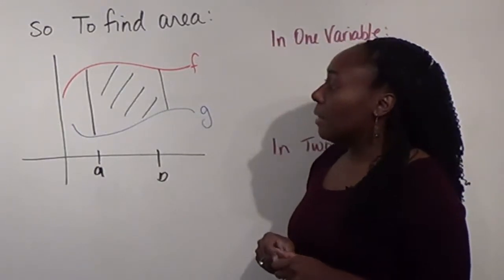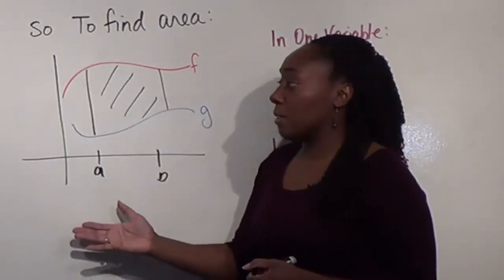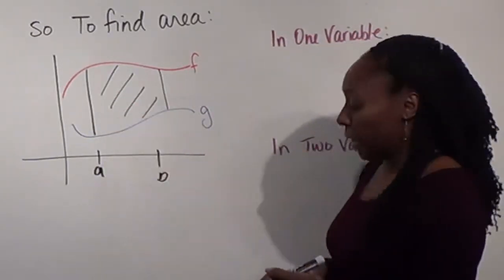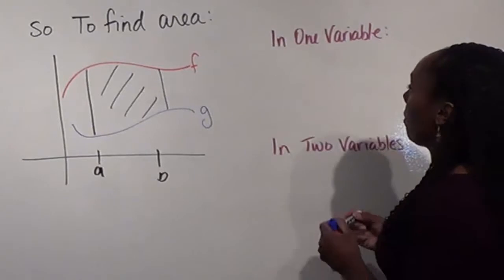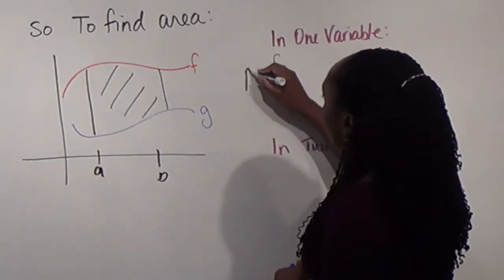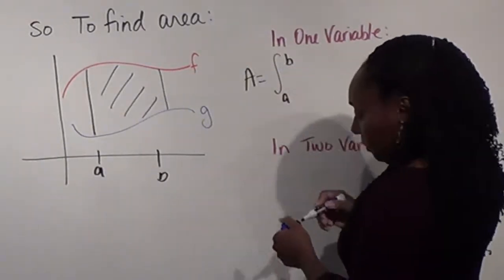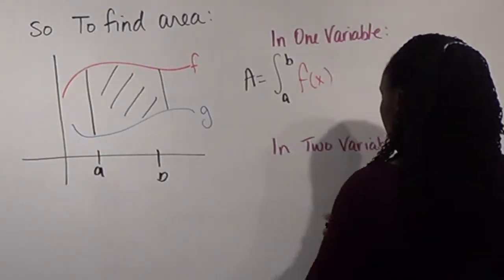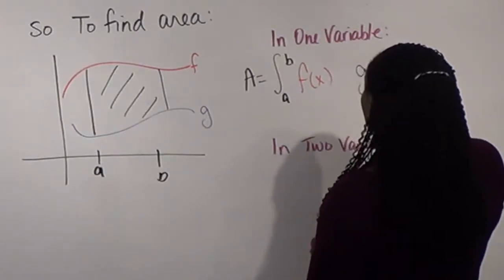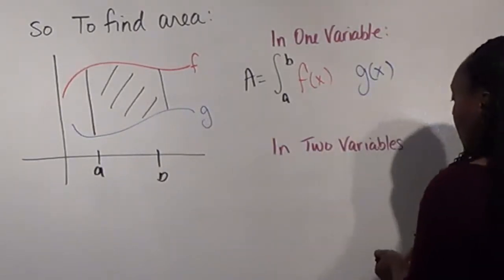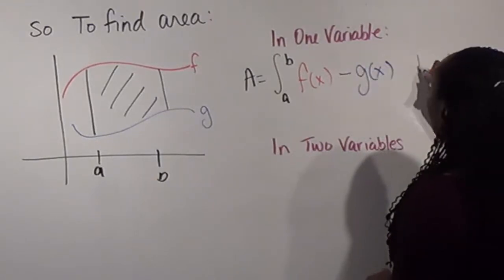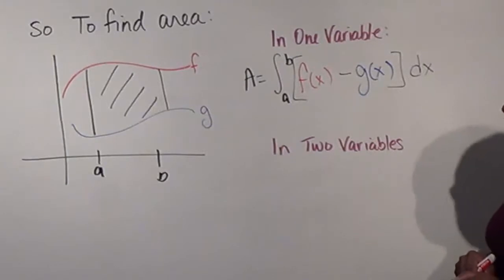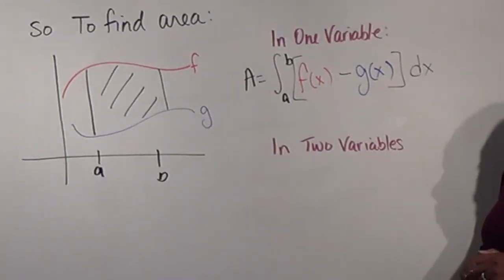Okay? Now, in the one variable sense, we would actually call f and g two separate functions, and we'd integrate. And we know how to do this. We would say this is going to be the integral from a to b of our f of x minus our g of x dx. Okay, so it would be the upper minus the lower curve, and we'd integrate over that region.